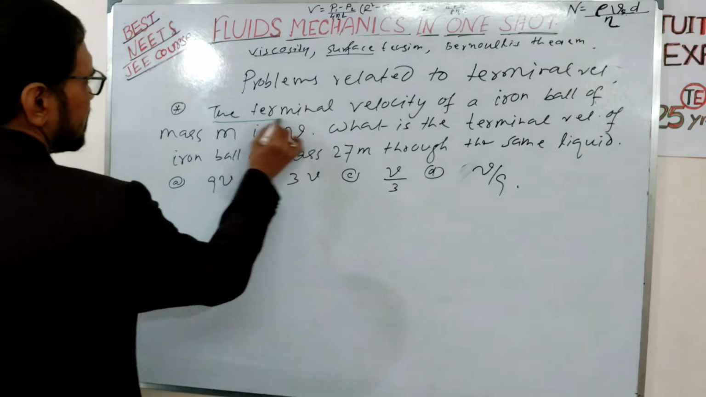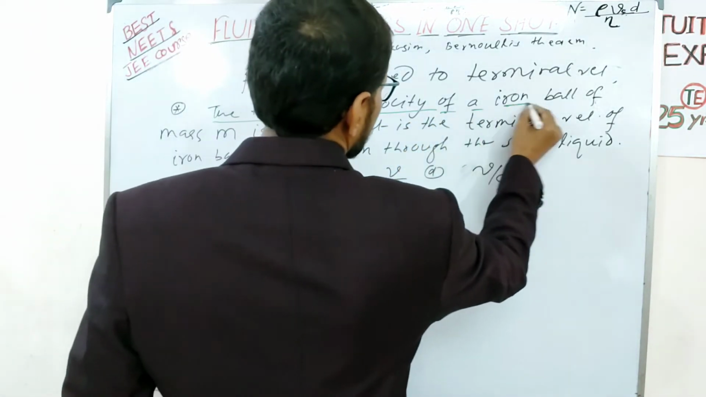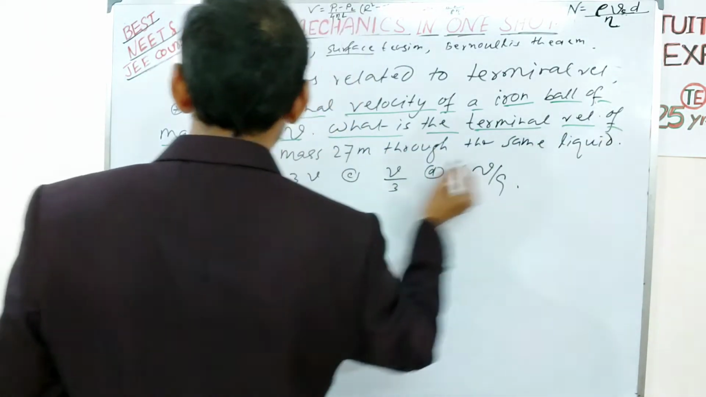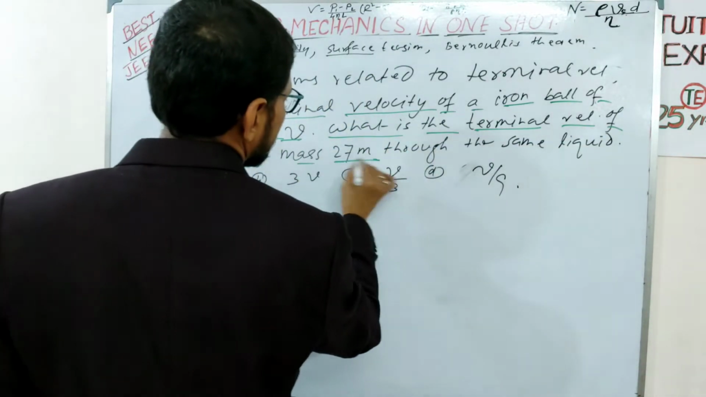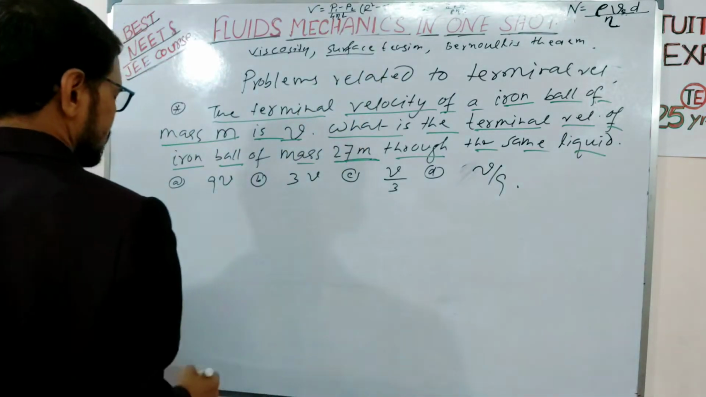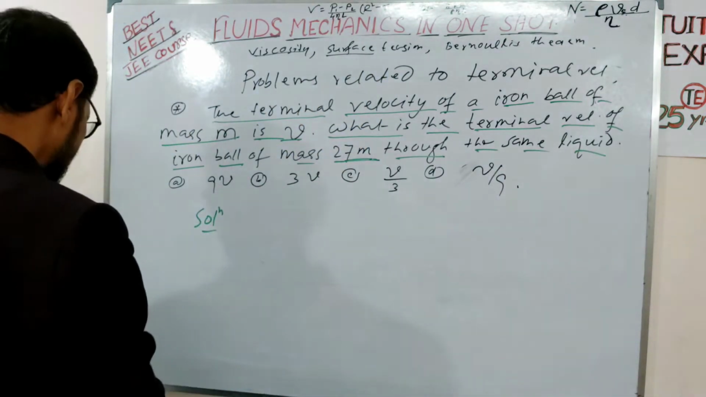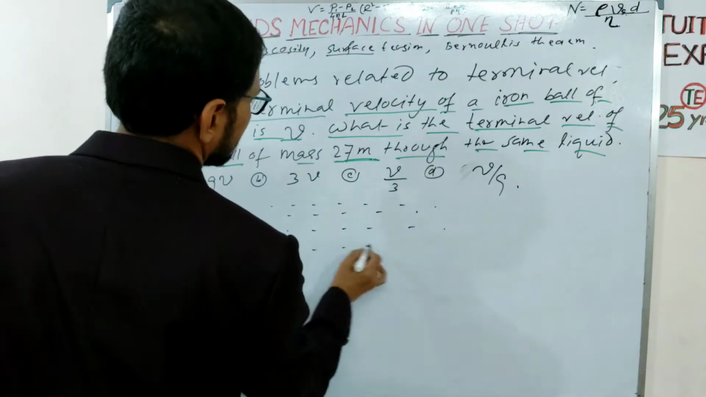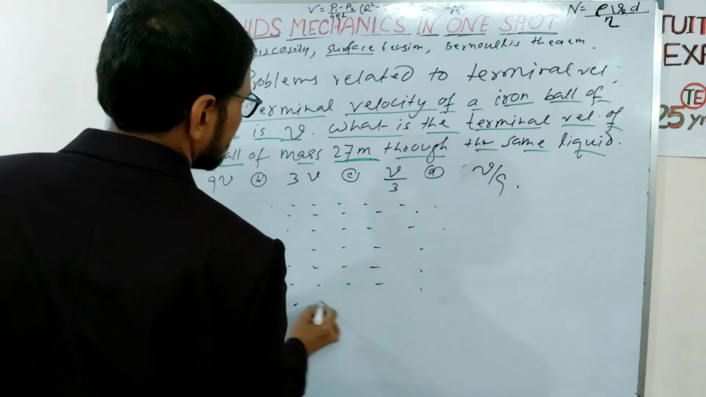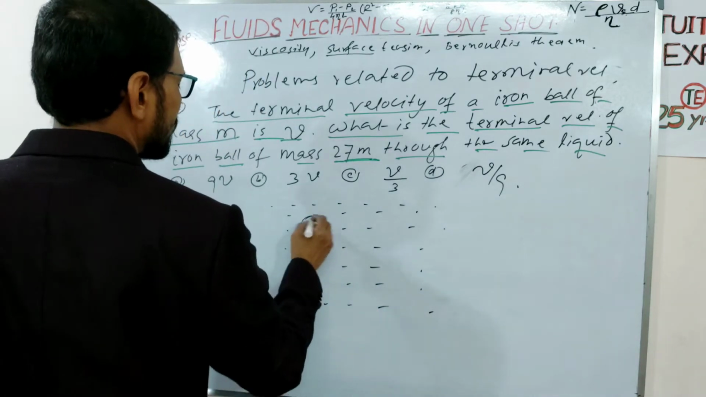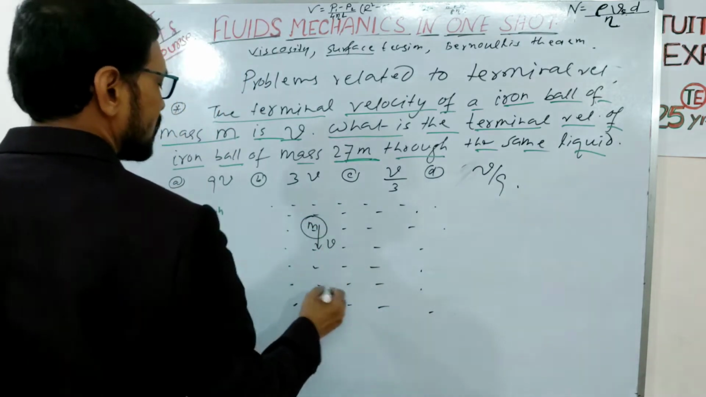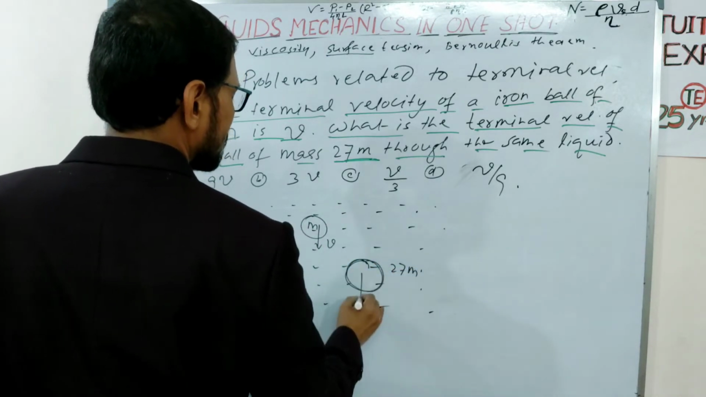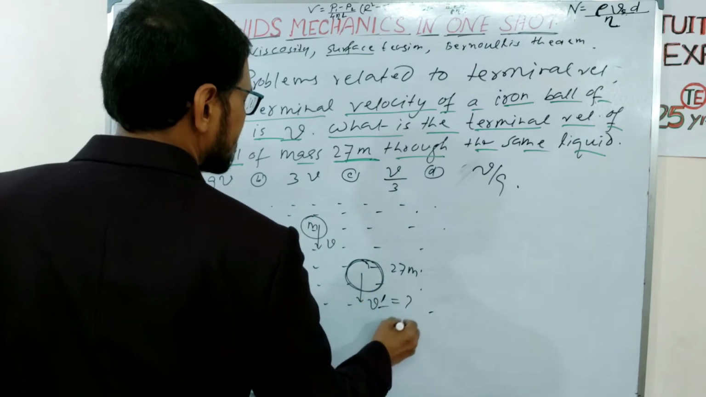The problem is, the terminal velocity of an iron ball of mass M is V. What is the terminal velocity of an iron ball of mass 27 m through the same liquid? So what is the problem? Suppose the liquid is same. Suppose a ball of mass M has velocity V. Now what is the velocity of a ball whose mass is 27 m? What is the terminal velocity of this? V dash. V dash equal to what?